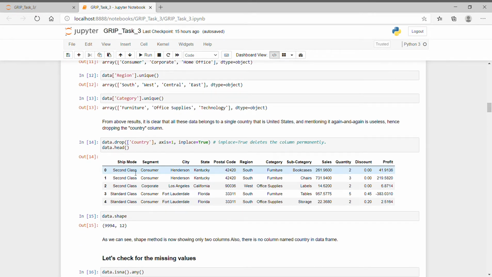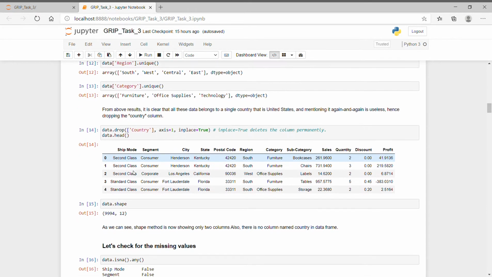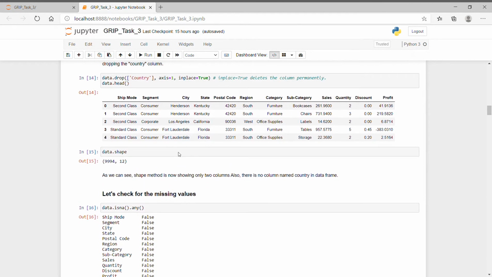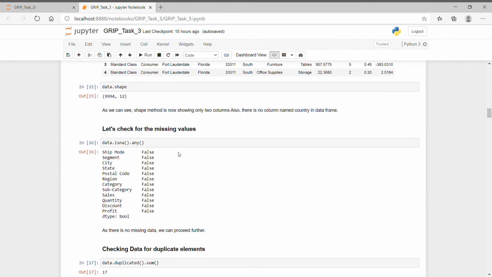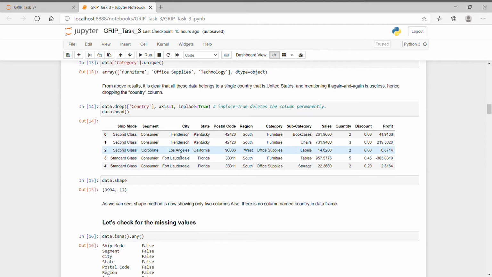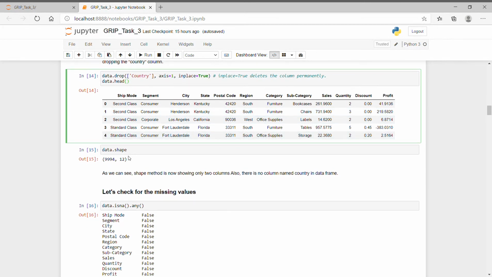From our results, it is clear that all this data belongs to a single country, that is United States. So we do not need this particular column because we know that the whole data belongs to the United States. So we are dropping it. Here we have dropped the extra column of country. Now our shape presents that we have 12 columns.